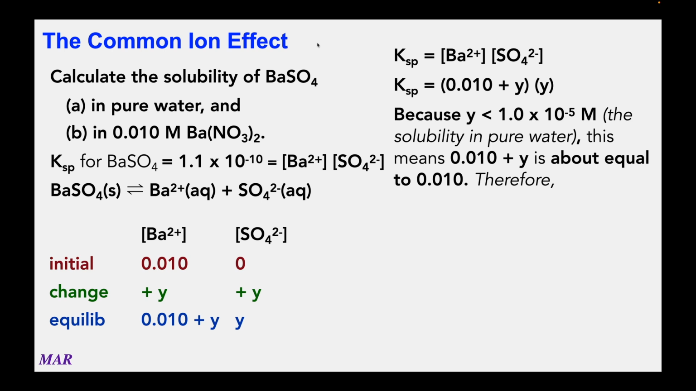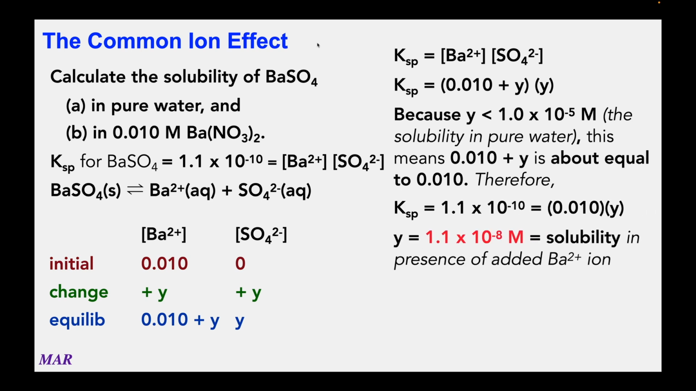Remember with sig figs, when you add and subtract, it's always about the doubtful digit. So 0.010, that last zero is at the thousandths place. And 1.0 times 10 to the minus 5 has a lot more zeros in it. It's not even going to affect the small amount that it's going to create. So, to make a long story short, ignore the plus Y. So it's going to end up being just 0.010 for barium, still have the Y for sulfate, that's the solubility, and when you solve for it, 1.1 times 10 to the minus 8. That's the solubility in the presence of the barium ion.